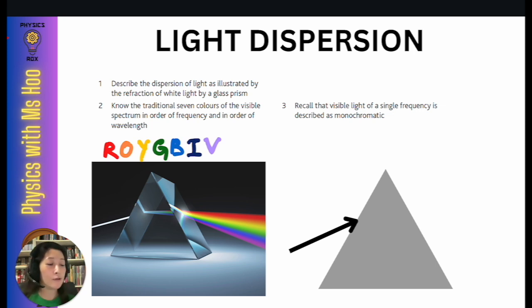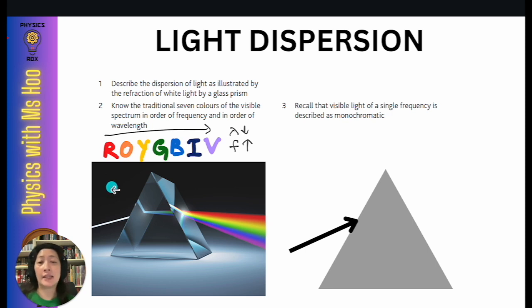You must also remember which one has the longest wavelength. Red has the longest wavelength and violet has the shortest. So when moving across the spectrum, the wavelength decreases and the frequency increases. Violet has the greatest frequency while red has the lowest frequency. You're expected to know this.